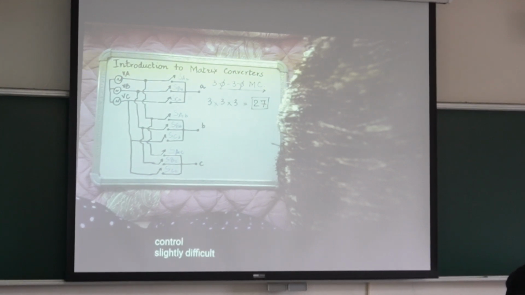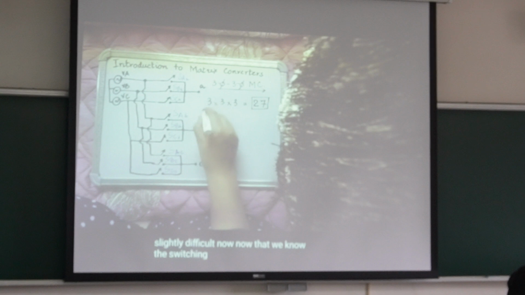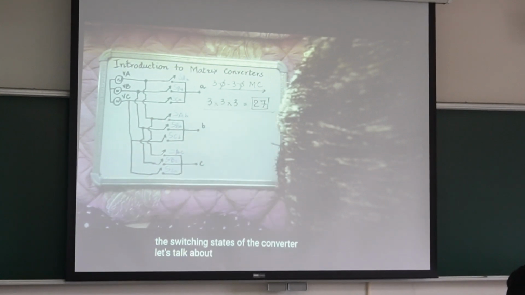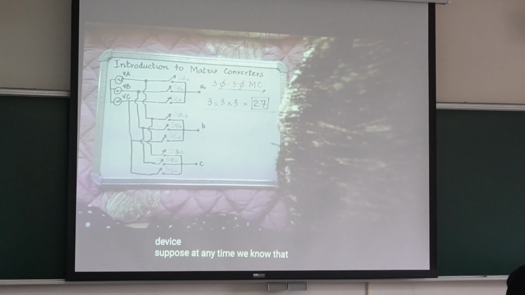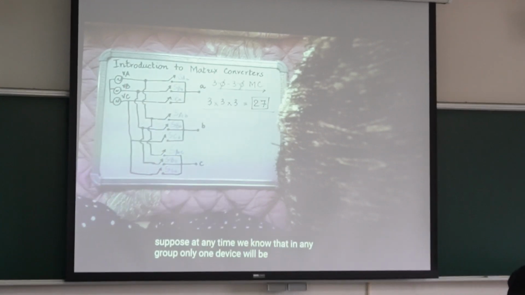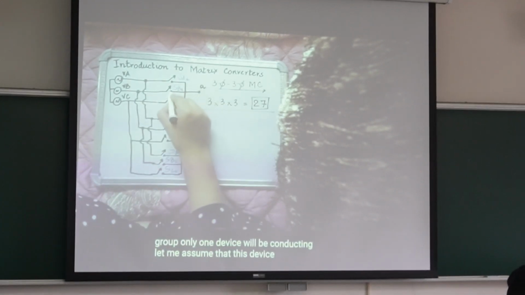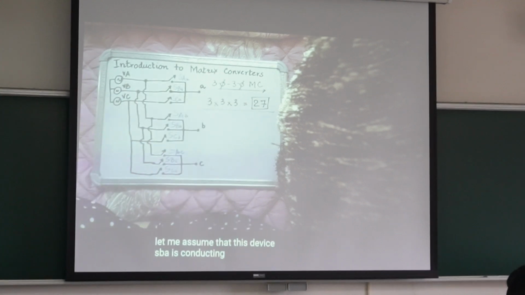Now that we know the switching states of the converter, let's talk about the choice of the device. What are the characteristics of this device, and how can you select the device? Suppose at any time we know that in any group only one device will be conducting. Let me assume that this device SBA is conducting.